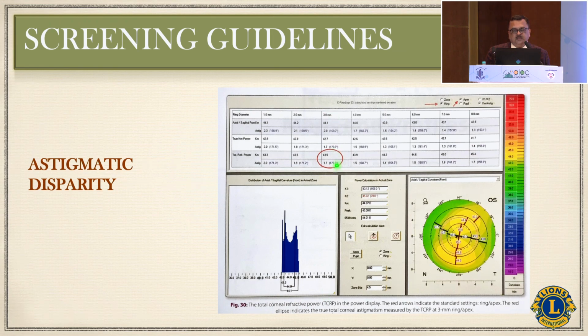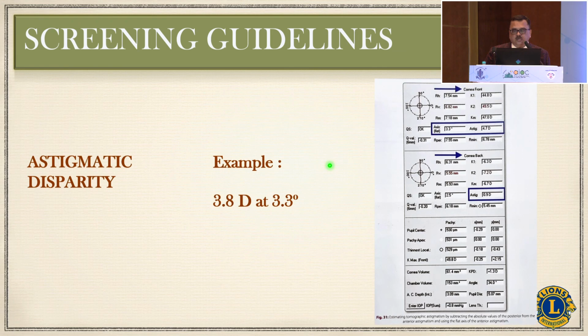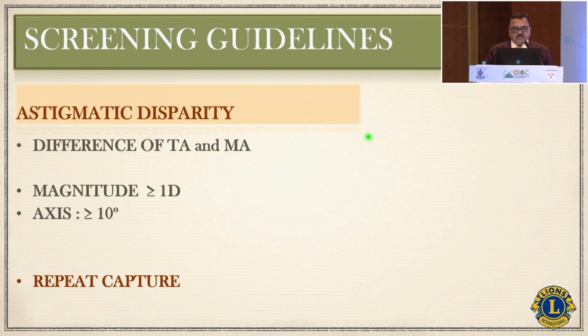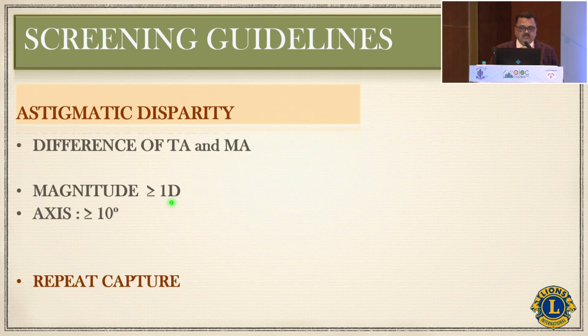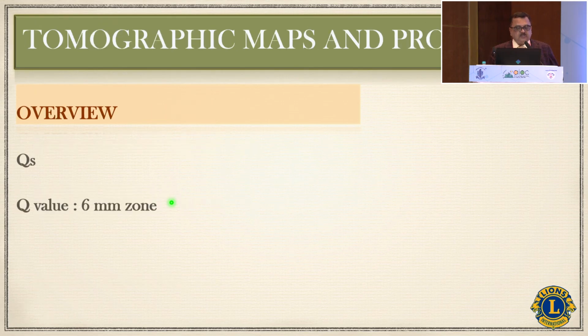We see at the 3 millimeter zone, this is the value 1.7. Or we subtract these, this is a manual calculation. We subtract the posterior K values from the anterior K values, we get the total. Here 4.7 minus 0.9 is 3.8 at 3.3 degree. 3.3 is always the flat axis. So the difference of the tomographic astigmatism versus manifest astigmatism should not be more than 1 diopter. The axis should not differ by more than 10 degrees. If it is, then you repeat the capture or it is invalidated.